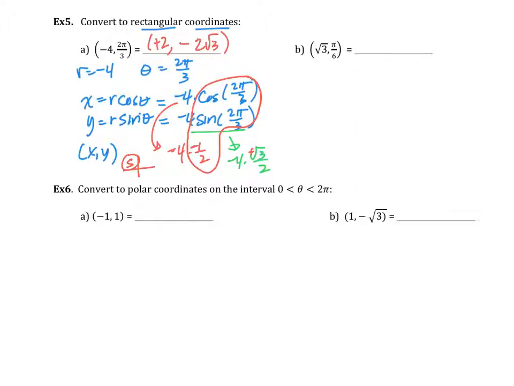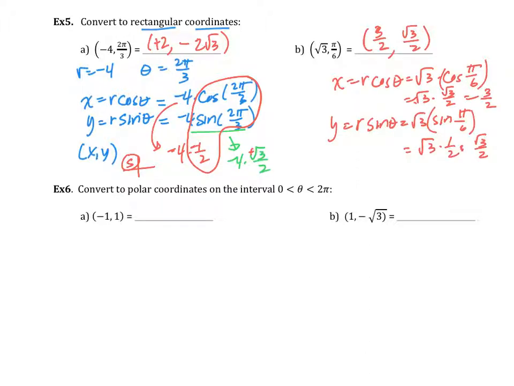Why don't you pause and try letter B on your own? Once you paused, you should see that you should have gotten a positive 3/2 and positive √3 over 2. Again, if you think about this, this is going to put you in quadrant 1. So both of these coordinates should be positive, and they were when I did the math. So you should have gotten 3/2 and √3 over 2. Okay, moving on to exercise 6.